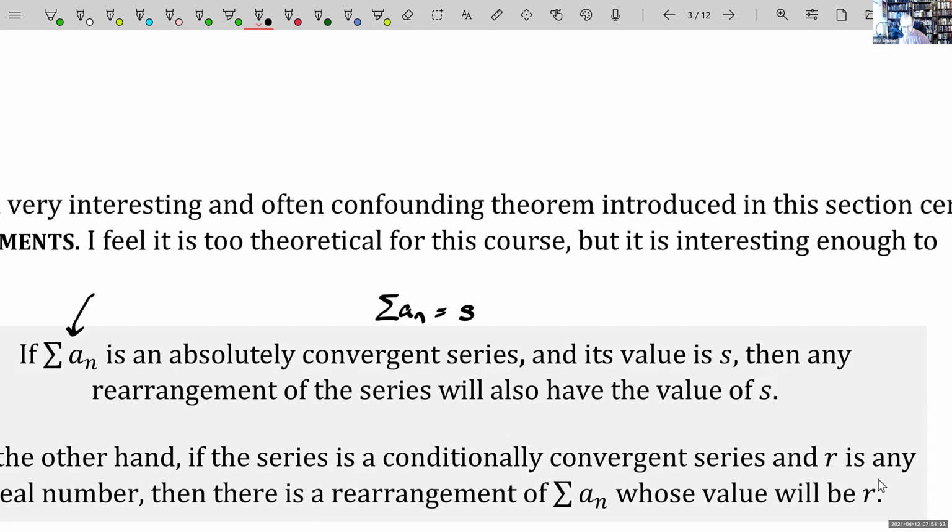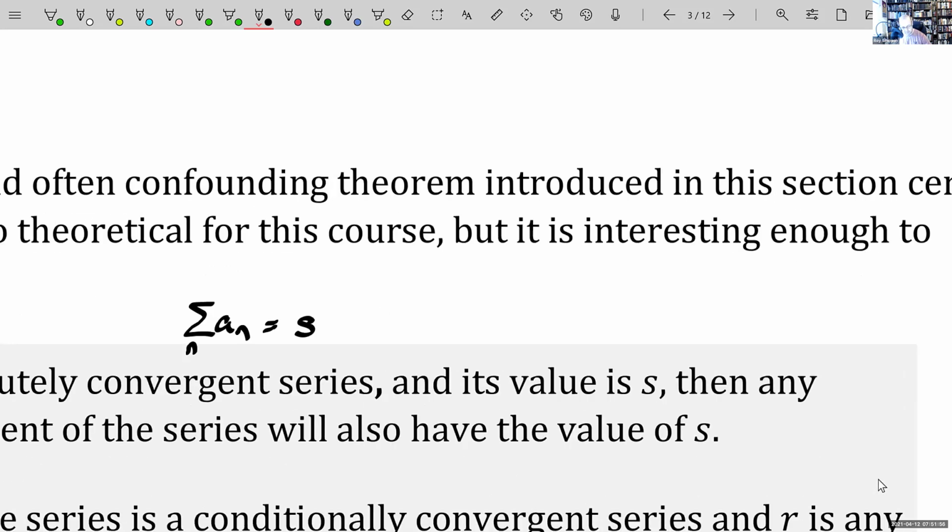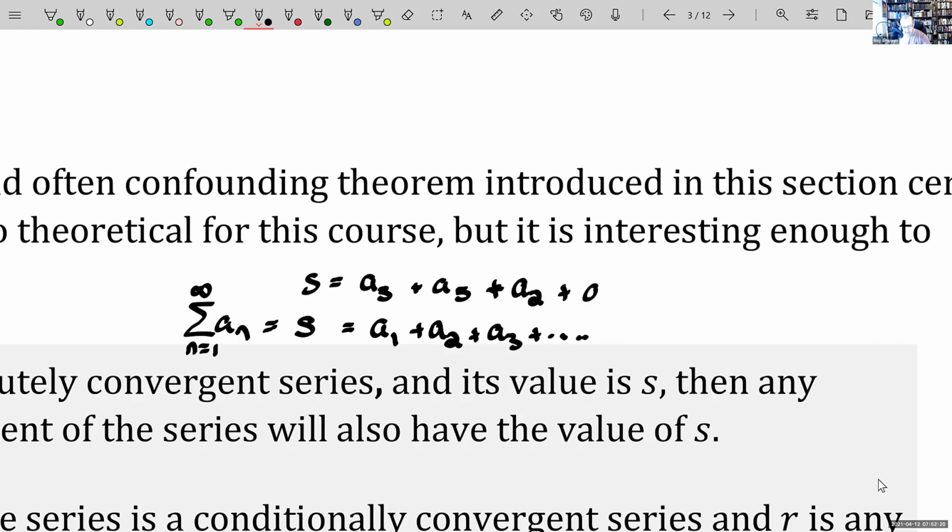Then, remember, if you sum up, let's just say we're summing from n equals 1 to infinity, that means that A1 plus A2 plus A3 plus ... onto infinity, if you add those up forever and ever, that'll add up to S. And it doesn't matter how you add that up. So S is also equal to A3 plus A5 plus A2 plus A10 plus ... As long as I add each and every term along the way, that summation will still be S.